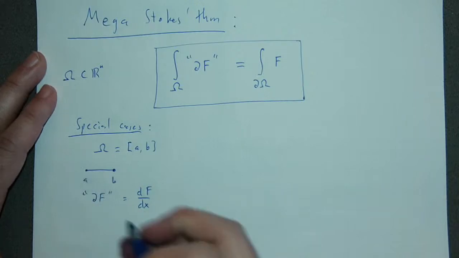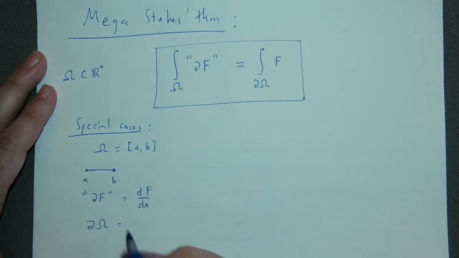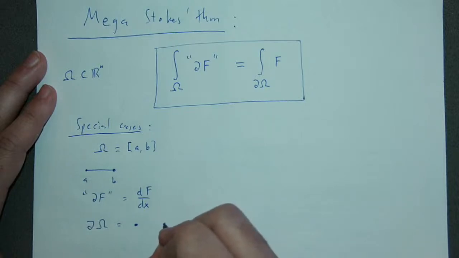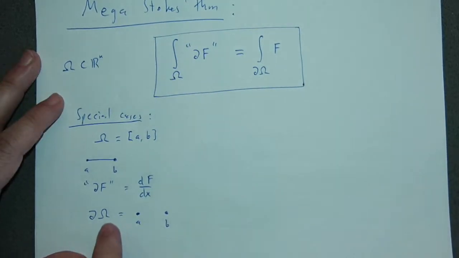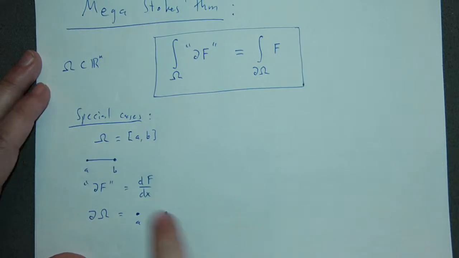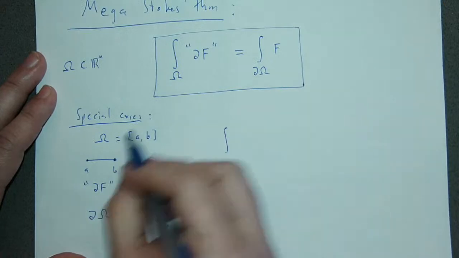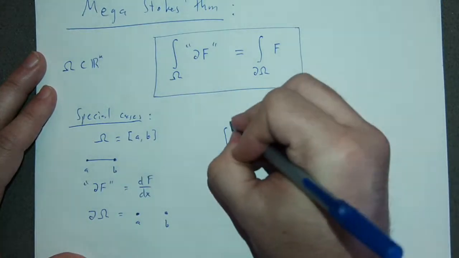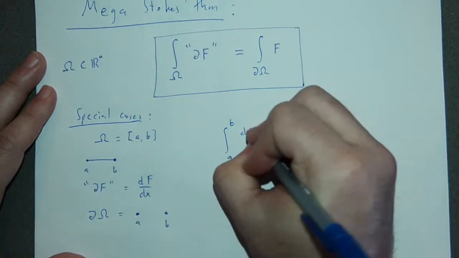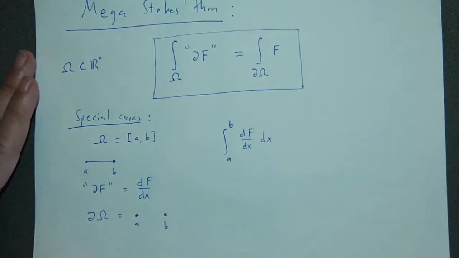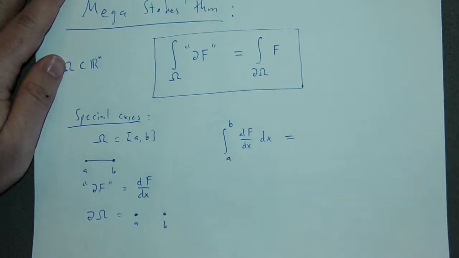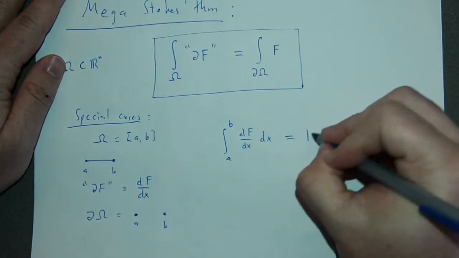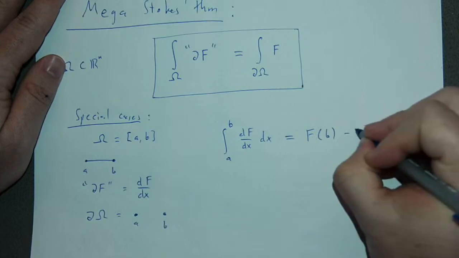As we saw before, what is the boundary of omega in this case? It's these 2 points, a and b, that are disconnected. Now, how I want to interpret an integral along this, we'll see in a second. And so, what is this? This is the integral from a to b. So the integral over omega of del f is the integral from a to b of df dx with respect to x. What is this? You should know this from Calc 1. How do I do this? This is simply big F of b minus big F of a.